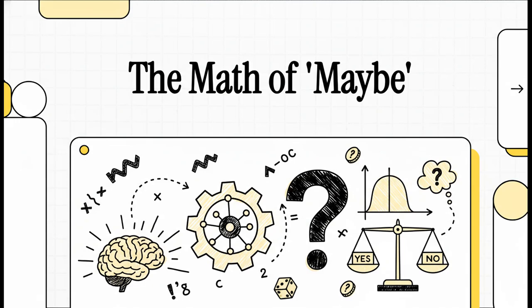Welcome back. So, today we are peeling back the curtain on artificial intelligence. And what we're going to find isn't some black box full of magic. Nope. It's actually some surprisingly intuitive math. The math that gives a machine the power to deal with something we humans handle every single second: uncertainty.